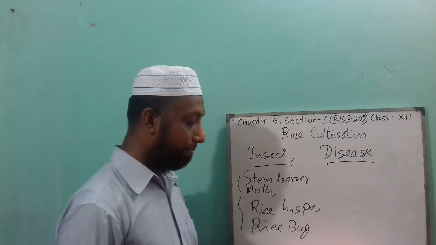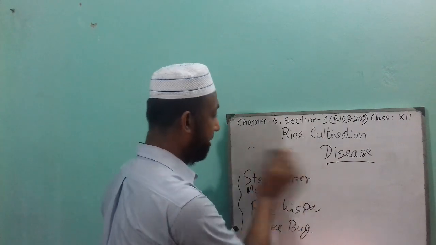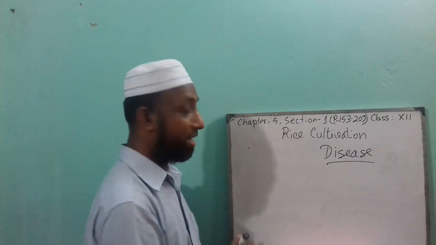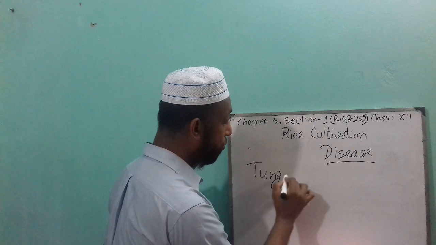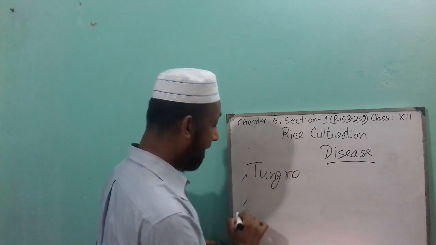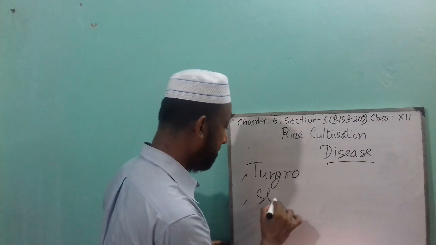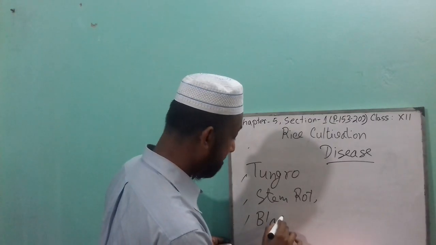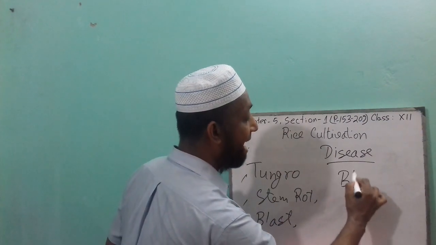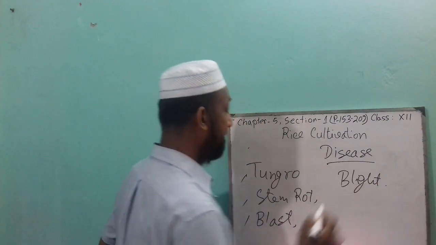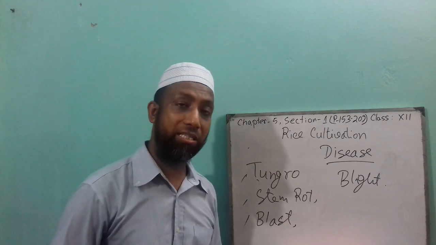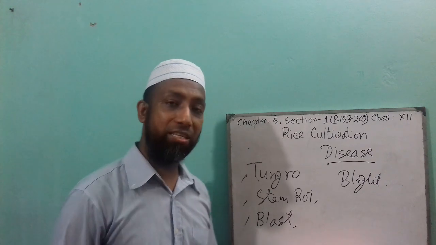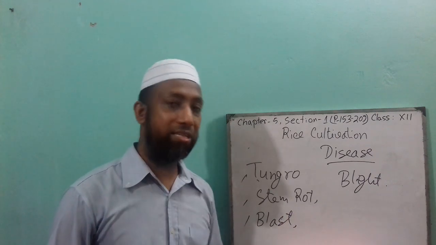Then disease. There are some important diseases of rice cultivation. One is tungro disease. The other ones are stem rot, then blast disease, then blight disease. Tungro disease is caused by the tungro virus. Stem rot is a bacterial disease. Blast disease is a fungal disease, and blight disease is as well a fungal disease.